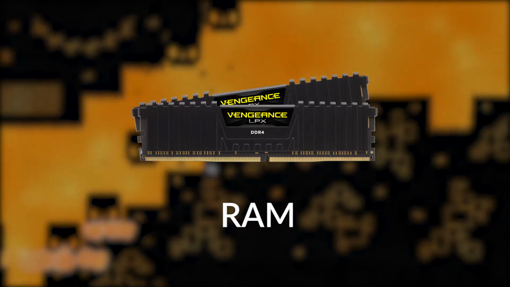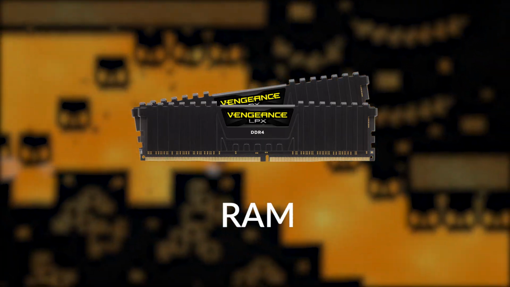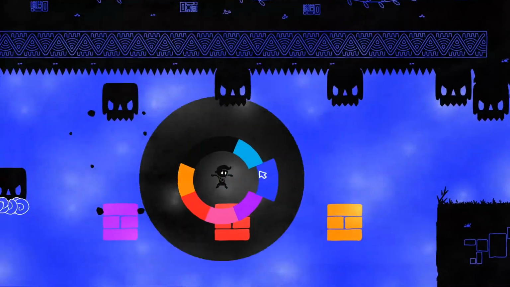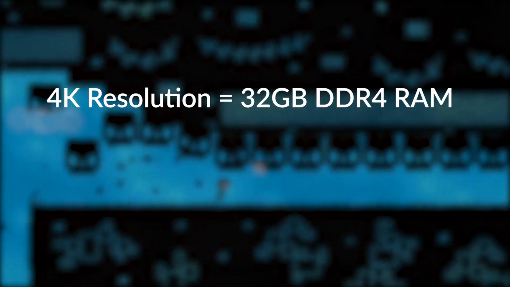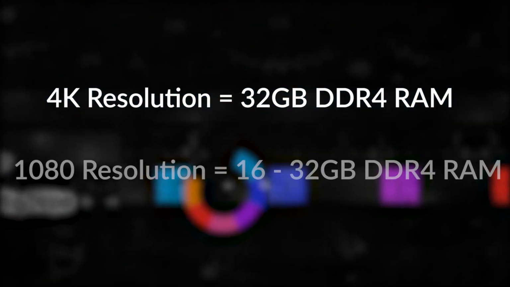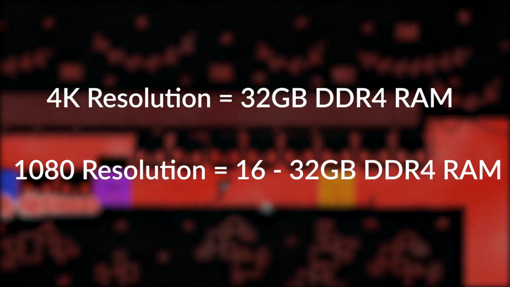Working alongside the CPU, your edit suite's RAM plays a pivotal role in handling multiple processes at the same time. The amount of RAM required is a bit of a how long is a piece of string type question. For 4K vision and above, aim for nothing short of 32GB of DDR4 RAM. For 1080 and under, 16 to 32GB is a safe bet across the board.